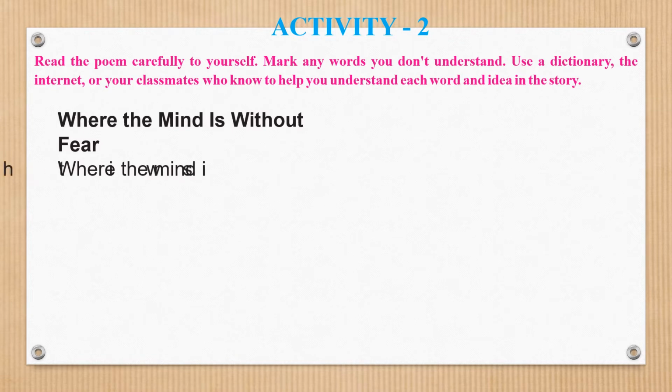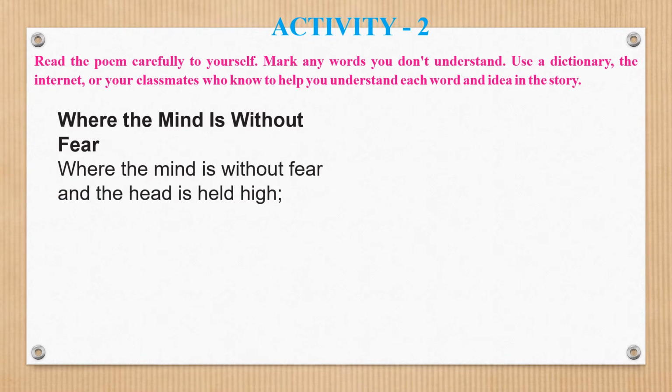Where the mind is without fear and the head is held high. The poet wants to say that when India will be free from the Britishers, the people of India can move out freely and can hold their head high. What is the meaning of head is held high? With great respect, because now India will be no more a slave to the Britishers, so they can move around freely.